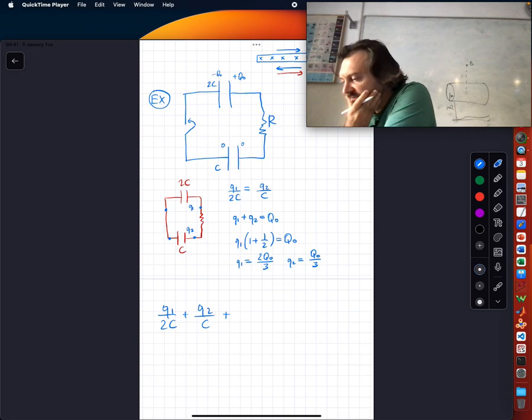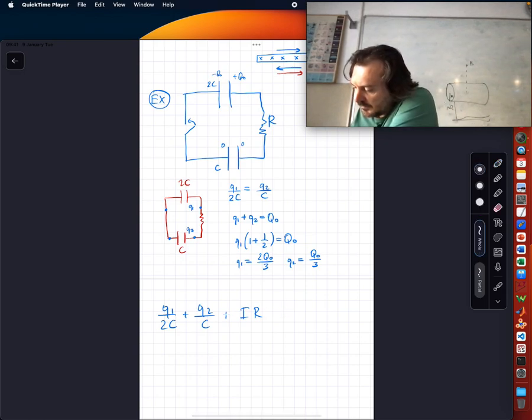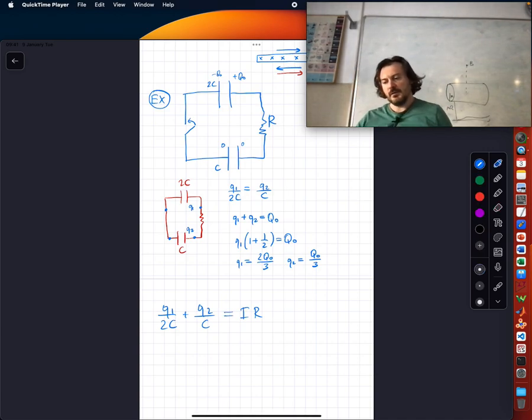Hocam, Q2'yu Q1 cinsinden yazarsak. Is this wrong? Hocam, plus, is it plus or minus IR? İkisi yalan kaynağı. Hocam, it is for the direction of the current, it is equal to IR. Yes. What else do we need to write? Hocam, Q2'yu Q1 cinsinden yazsak oradan equation'ı çözeriz gibi. Ya da birini seçip hani biri dolup biri boşalacak. Okay. Değil mi yani işte biri boşalıyor, işaretleri aynı olmuyor. Is there a problem? Evet hocam.